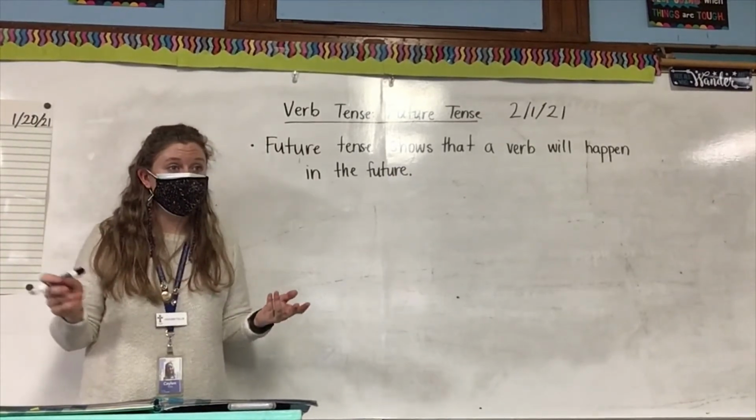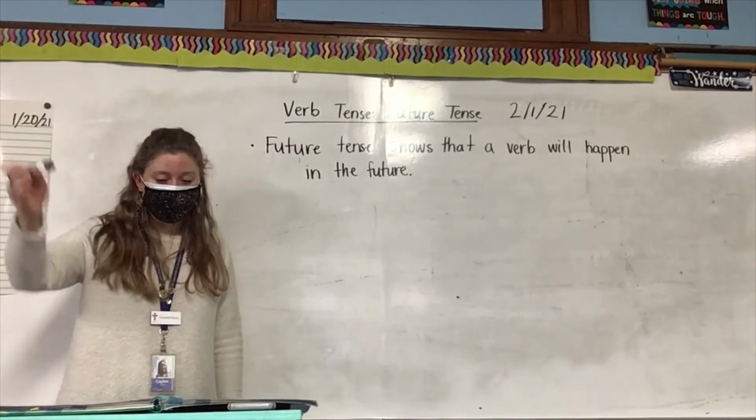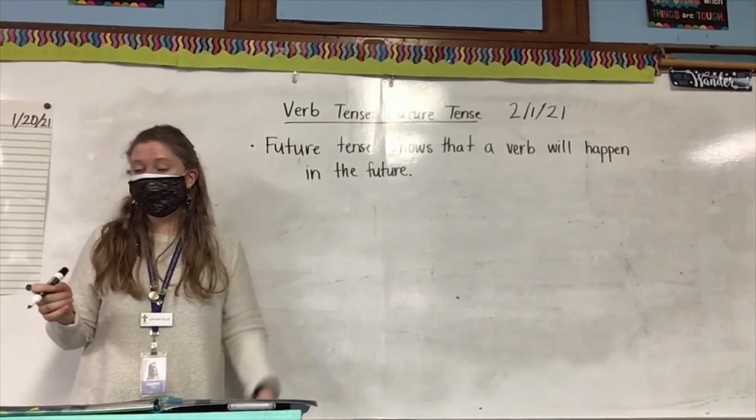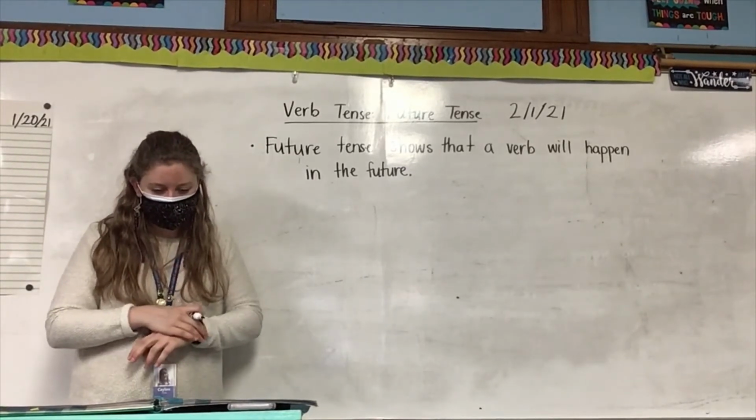So future tense, just like its name says, shows that a verb will happen in the future. It didn't already happen, it's not happening now, it's going to happen.